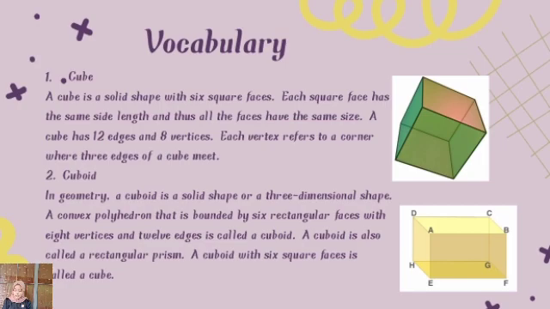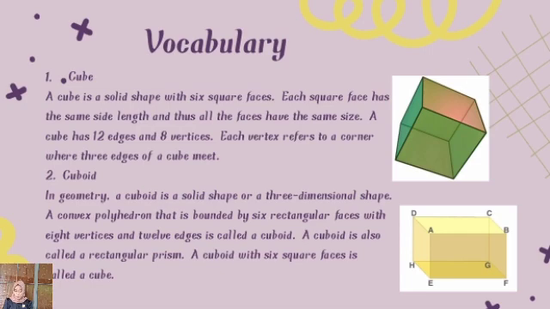For the first vocabulary is cube. A cube is a solid shape with 6 square faces. Each square face has the same side length and thus all the faces have the same size. A cube has 12 edges and 8 vertices. Each vertex refers to a corner where 3 edges of a cube meet.